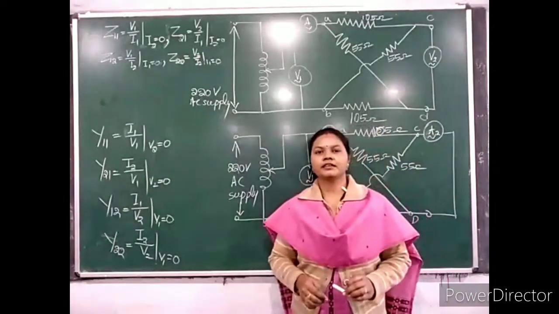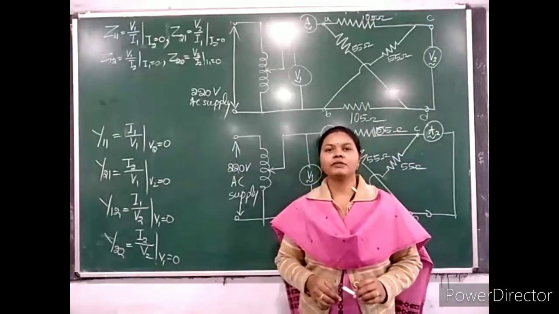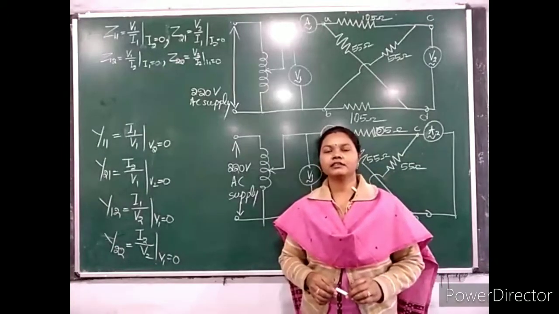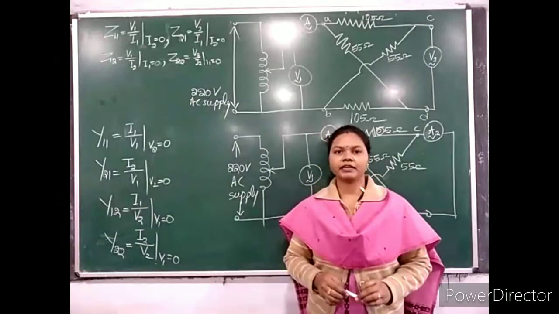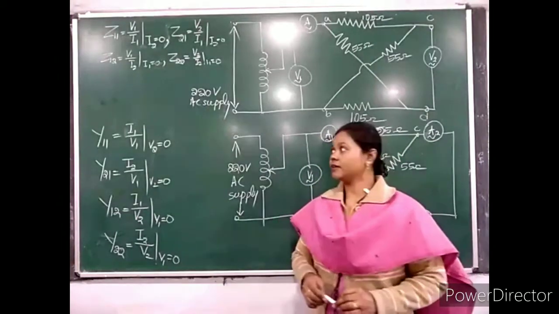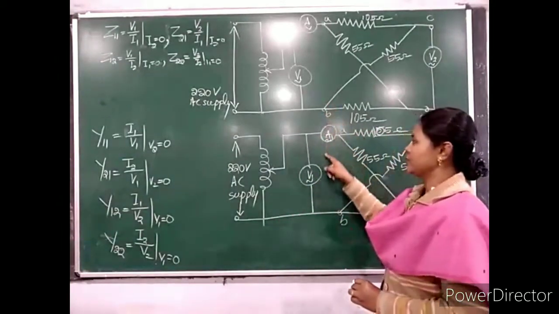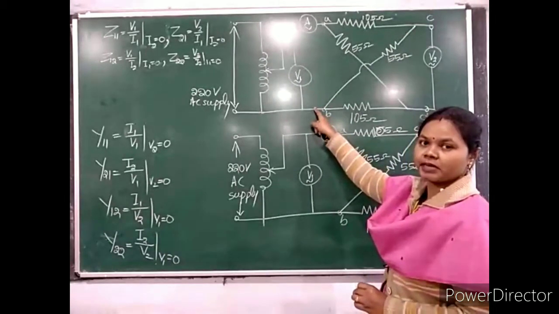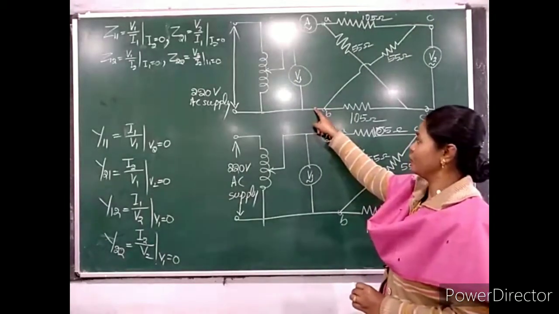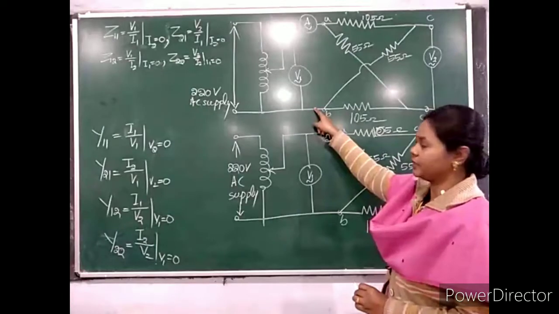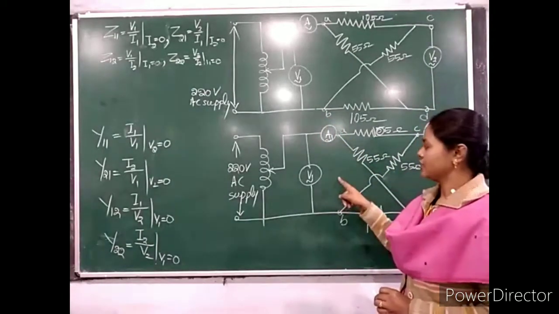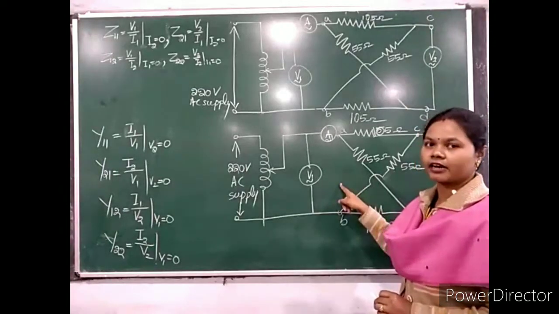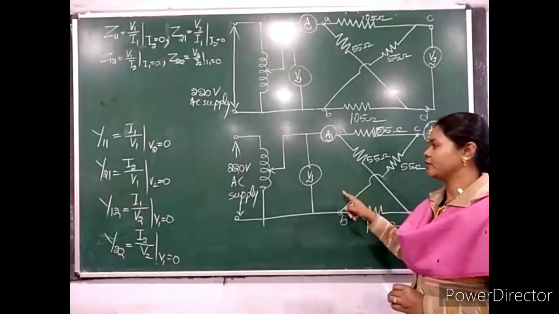Hello students, in today's class we will discuss how to find Z and Y parameters through experiment. Here in these two diagrams, figure 1 shows the experimental circuit diagram for determining Z parameters, and the second figure shows the experimental circuit diagram for determining Y parameters.